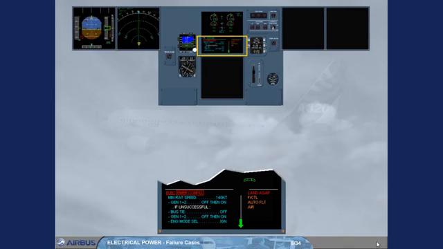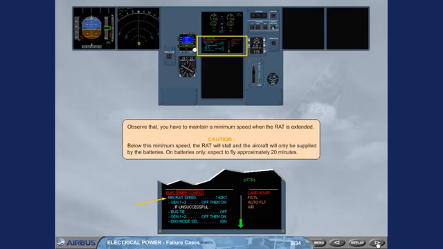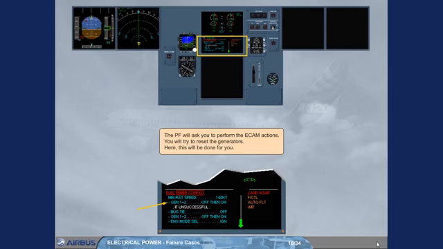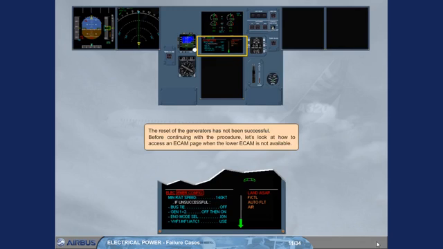Observe that you have to maintain a minimum speed when the RAT is extended. Caution! Below this minimum speed, the RAT will stall, and the aircraft will only be supplied by the batteries. On batteries only, expect to fly approximately 20 minutes. The pilot flying will ask you to perform the ECAM actions. You will try to reset the generators. Here, this will be done for you. The reset of the generators has not been successful.